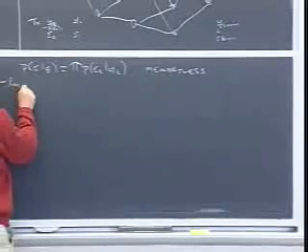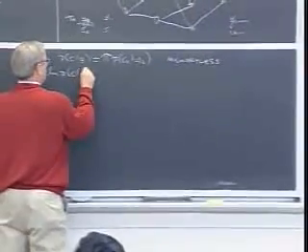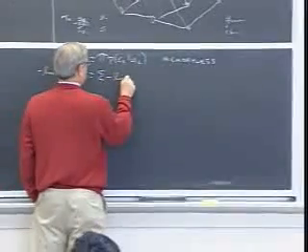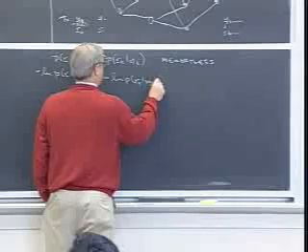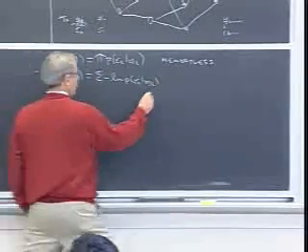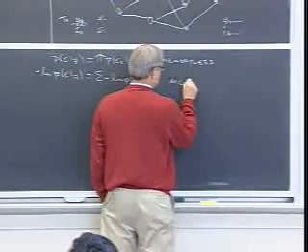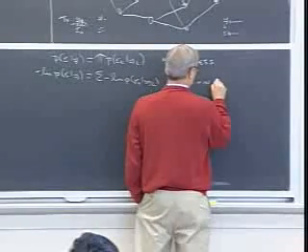Or it's more convenient to use the minus log likelihood, which equals the sum of the minus log P of Rk given Yk. So maximum likelihood is equivalent to minimizing the negative log likelihood.